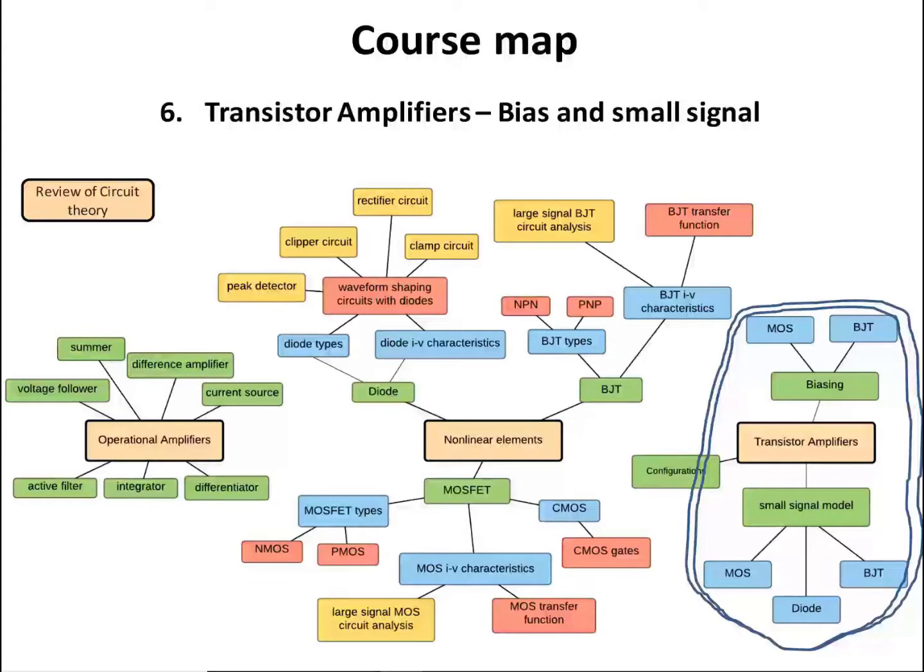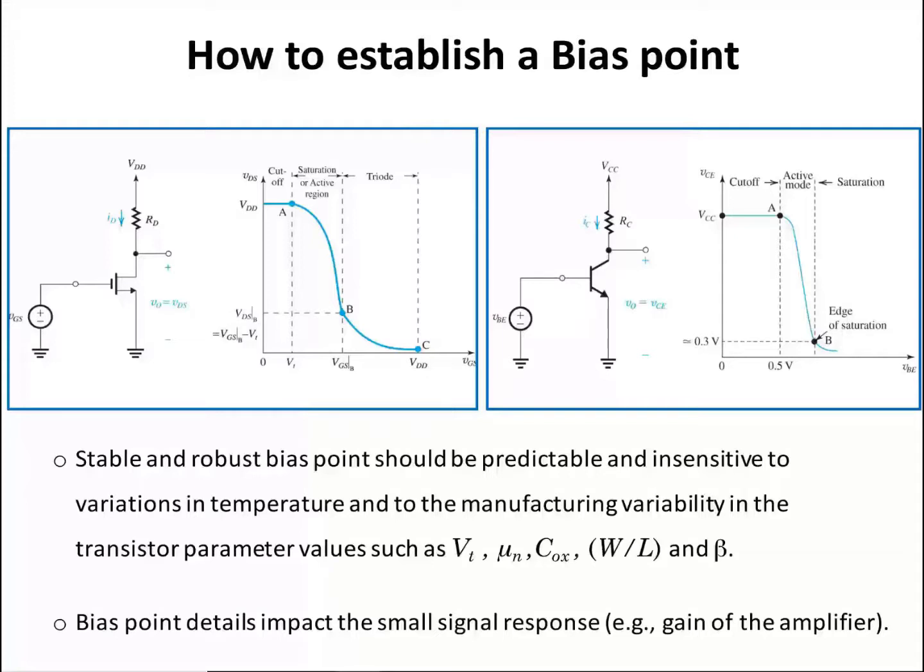Hello everyone, we are at the topic of transistor amplifiers, and today we are going to study the biasing methods that are commonly employed in discrete transistor amplifiers. If you remember previously, we saw that to be able to use MOSFET or BJT transistors as a linear amplifier, we need to make sure that they operate in the active region.